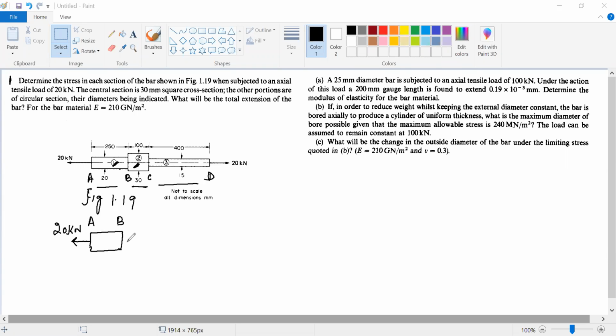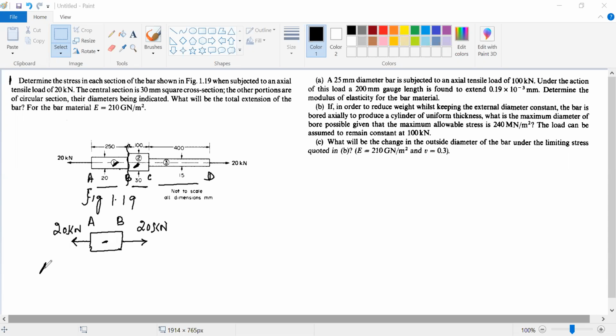That is only possible when you have a load of 20 kilonewton acting on the section at BC. Okay, the load will be 20 kilonewton. Only then this portion will be at equilibrium. It will not be moving at all. Now for the section AB, we have to find the total extension of the bar.